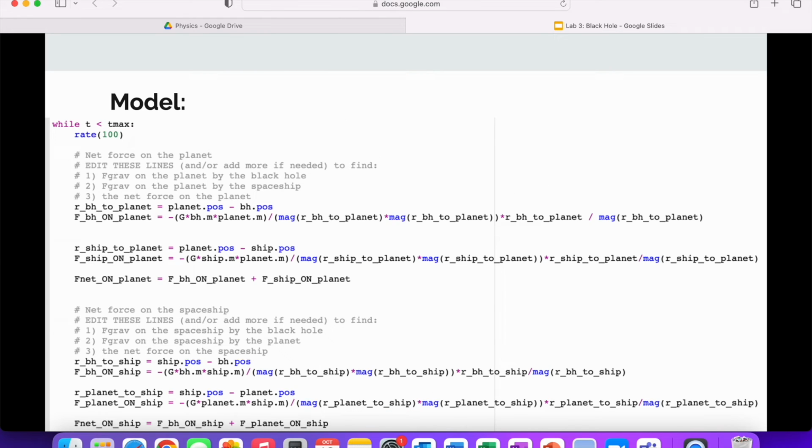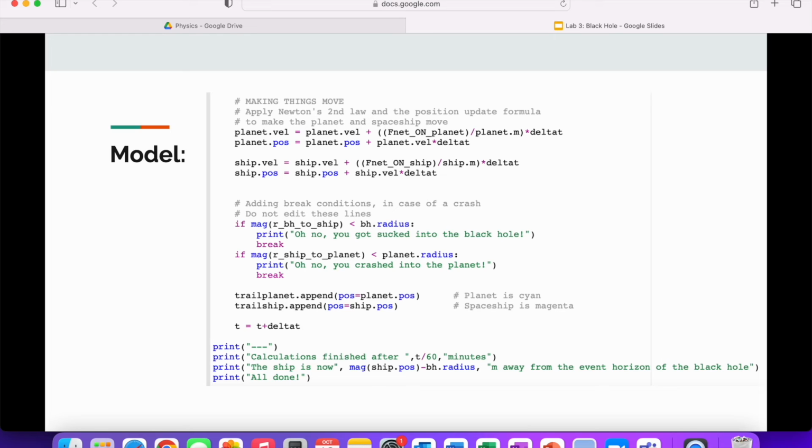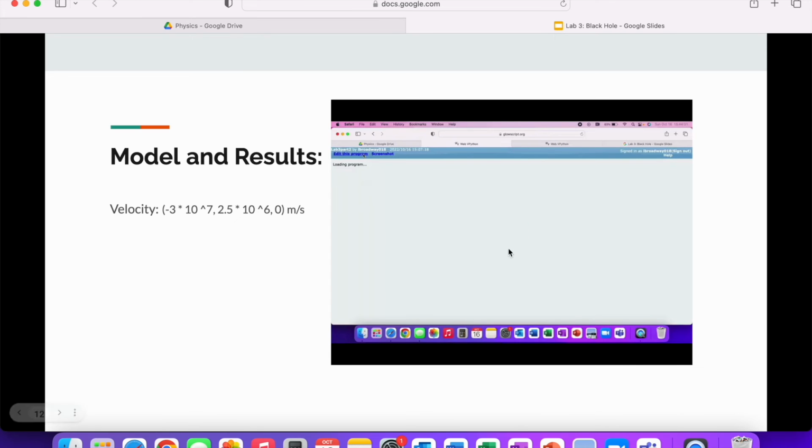So the model I used finds the force of the black hole on the planet using the force of universal gravitation. And then I also did the same thing to find the force of the ship on the planet and then added those two together to find the net force on the planet. And then for the second part, I did the same thing, but with each surrounding, the black hole and planet, to find the forces on the ship. Finally, I used the position and velocity update formulas here to update the velocities and positions for both the planet and the ship. And you can see this through my model.